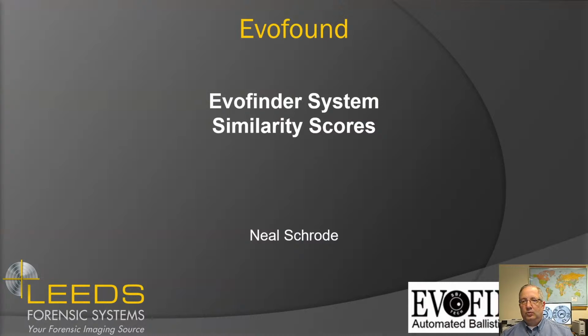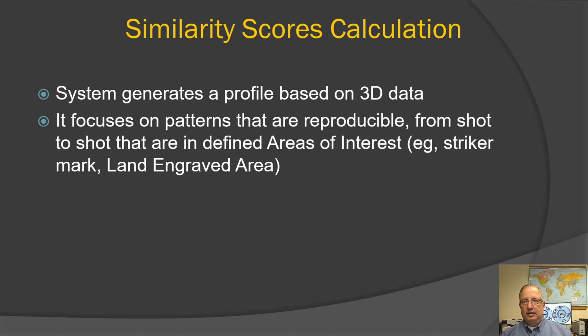My name is Neil Schrody, and today we're going to be taking a look at the Evofinder similarity scores and how these scores can be used in looking at the information you're using on your system. With the Evofinder similarity scores, we are looking at automatically generated numbers off of 3D profiles that we have of the samples at hand. The generated similarity score focuses on the region of interest for the samples that have been labeled, and it uses that region of interest compared to that of other samples.